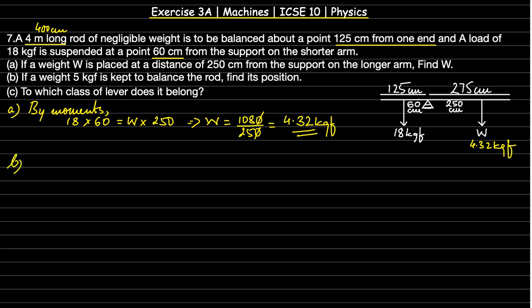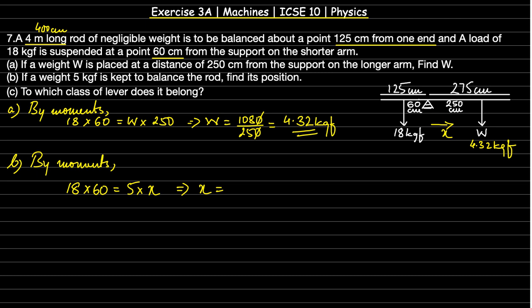So coming to the B part, again I would write by moments 18 into 60. So that is our left side. That is our what we call the anti-clockwise moment. So 18 into 60 would give us 5 kgf into, we don't know the distance, but we know it is on the right side because the left side is definitely heavier than the right side. So if we get this 5 to the other side, we get x, which will be a distance from the fulcrum to the right side. This will be the distance x.